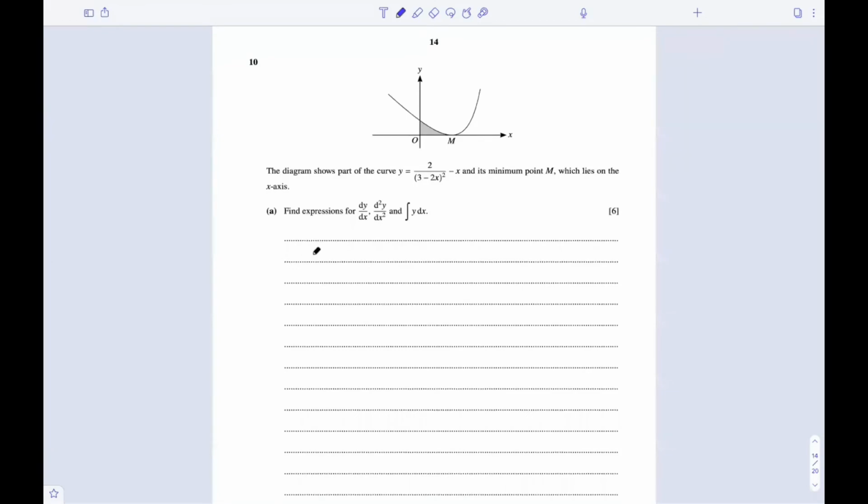In this question, we have a curve for which we have to find the derivative, the double derivative, and the integral. To find the derivative, we make sure that our expression is in the numerator. So we write it as 2 multiplied by (3 minus 2x) to the power -2, minus x.